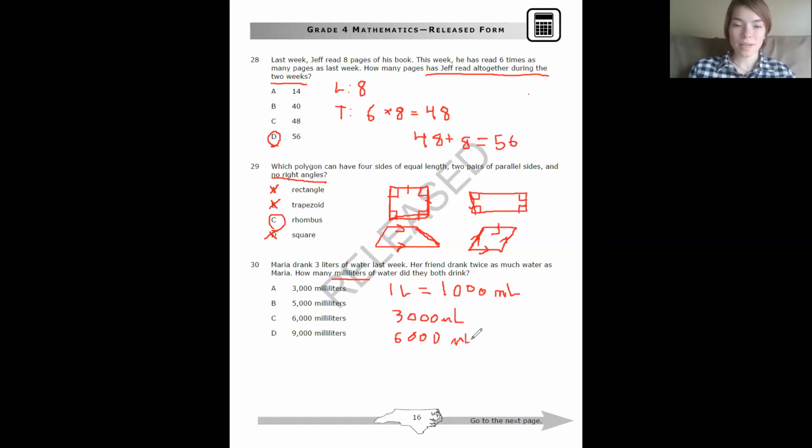Now, the question is asking how many milliliters of water did they both drink? That means we want to combine the amount that Maria drank with the amount that her friend drank. 3,000 milliliters plus 6,000 milliliters is going to get us 9,000 milliliters. So altogether, they drank 9,000 milliliters.